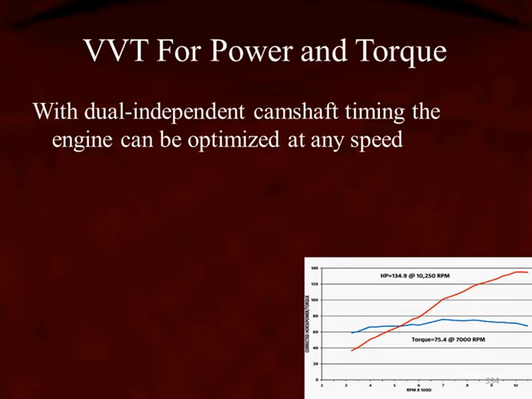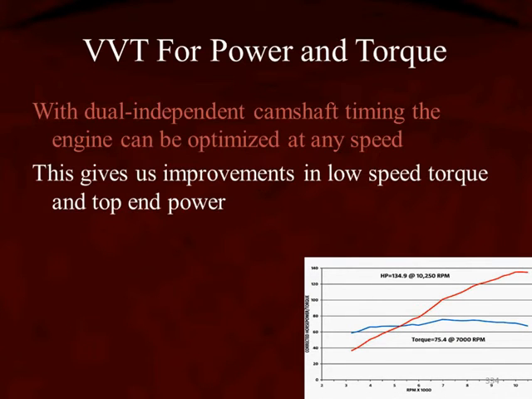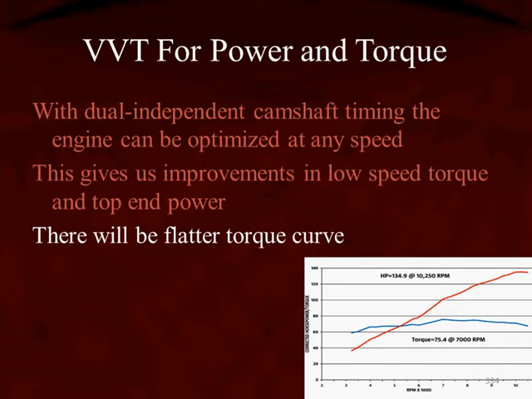With a dual independent camshaft timing, the engine can be optimized, in fact, at any speed we have, any load that we have. This gives us improvement in low speed torque, and then again it helps us improve the top end performance while giving us a much flatter torque curve. In the graph in the bottom right we see the red line, and that's telling us that RPM is ever increasing in this example, while in the blue line the torque is a much flatter curve than we're used to seeing.